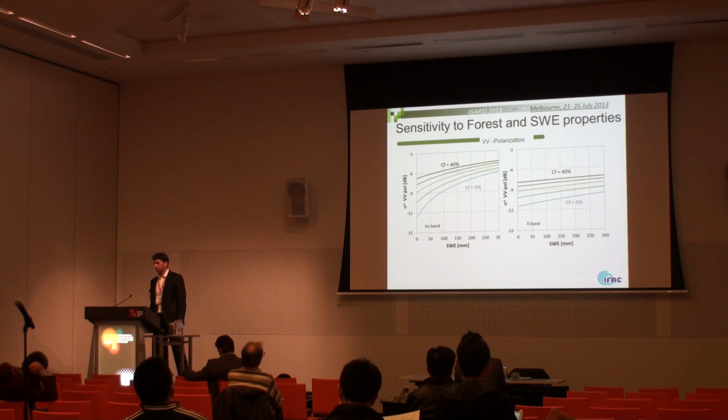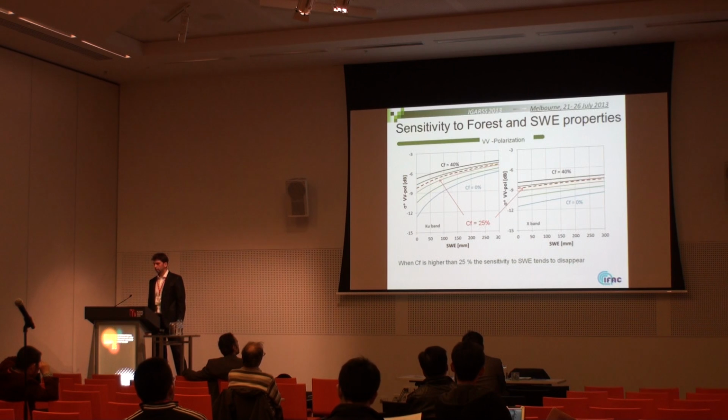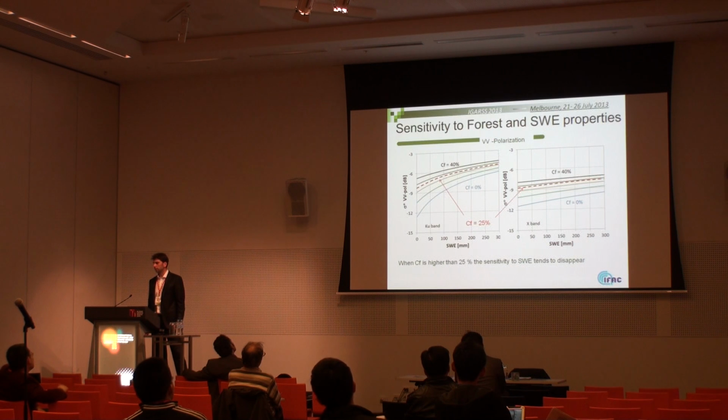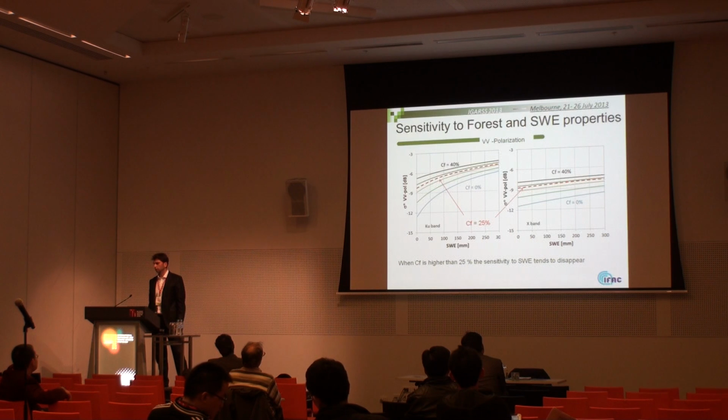Here is the VH polarization. On the left Ku band and on the right the same for X band. We can appreciate that when the cover fraction is higher than 25%, the sensitivity to SWE tends to disappear. And this is a problem for the retrieval because we can't consider cover fraction higher than 25%.